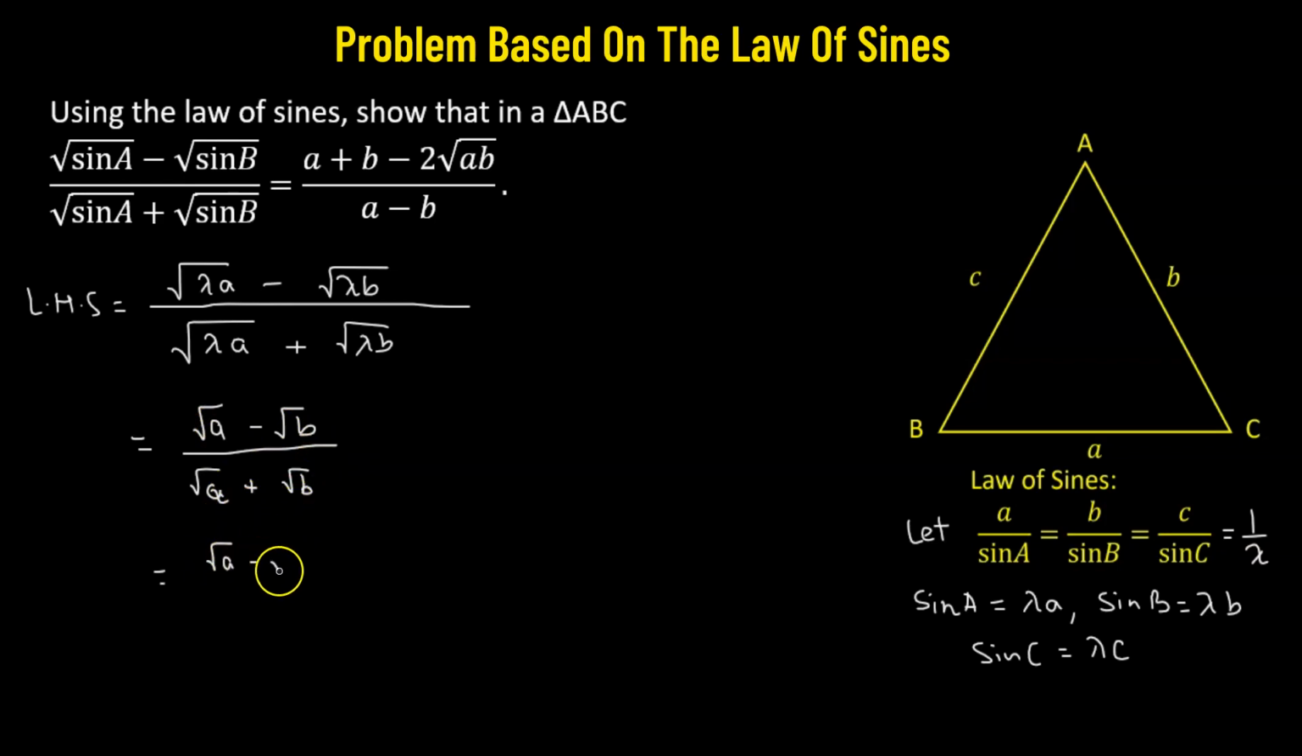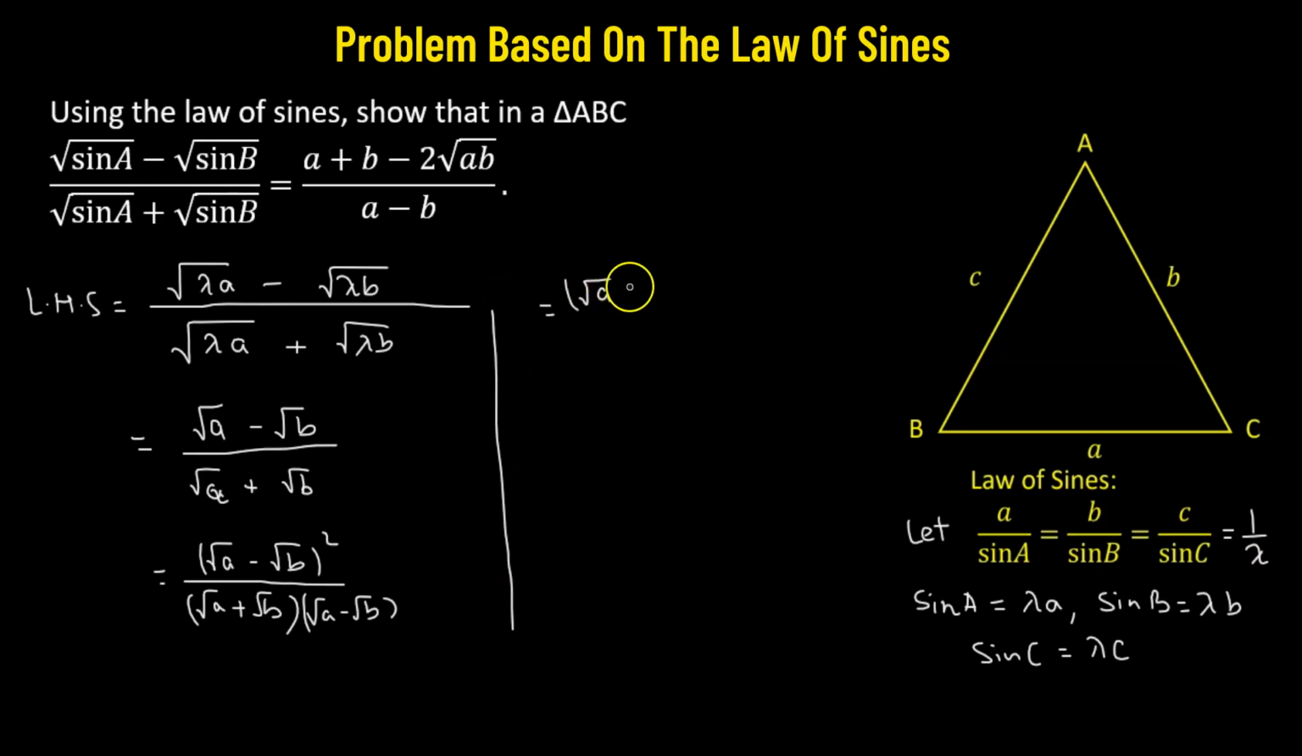That means we are going to get the square root of a minus the square root of b, whole squared, in the numerator, and in the denominator we have the square root of a plus the square root of b multiplied by the square root of a minus the square root of b. Right. So if we expand the numerator, we're going to get the square root of a whole squared plus the square root of b whole squared minus 2 times the square root of a multiplied by the square root of b, whole divided by the square root of a plus the square root of b multiplied by the square root of a minus the square root of b. So that's simply the square root of a whole squared minus the square root of b whole squared.